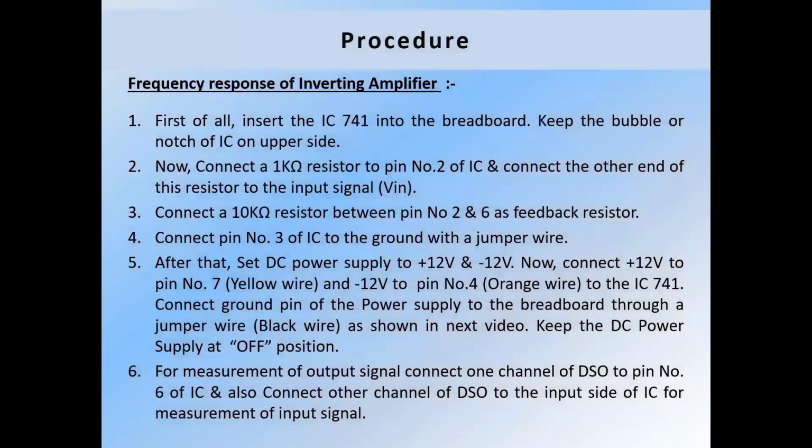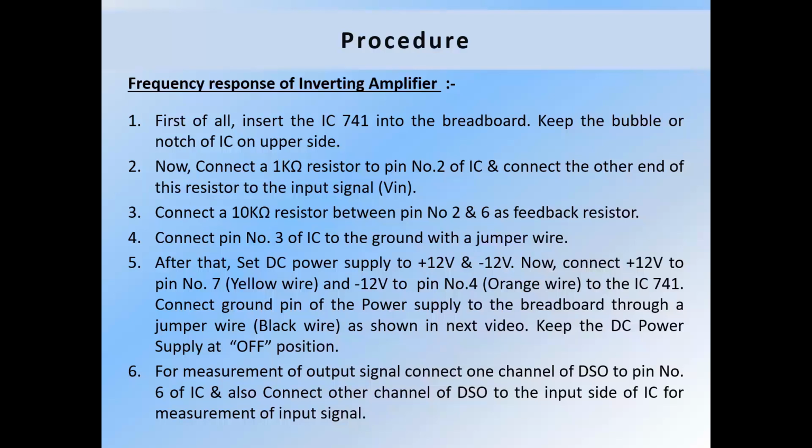Procedure: frequency response of inverting amplifier. First of all, insert the IC741 into the breadboard. Keep the notch of the IC on the upper side. Now connect a 1 kilo ohm resistor to pin number 2 of the IC and connect the other end of this resistor to the input signal. Next step is to connect a 10 kilo ohm resistor between pin number 2 and 6 as the feedback resistor. Connect pin number 3 of the IC to ground with a jumper wire.